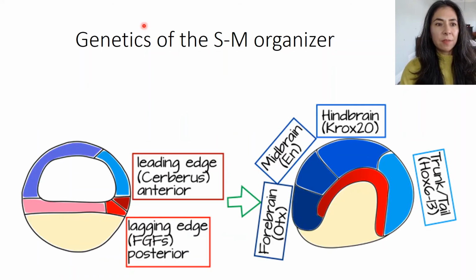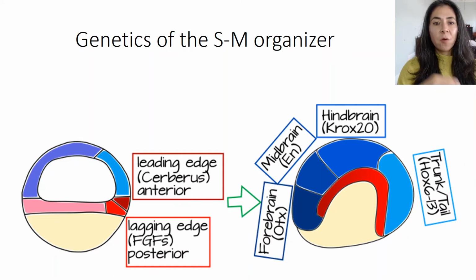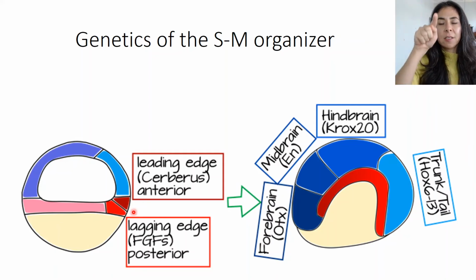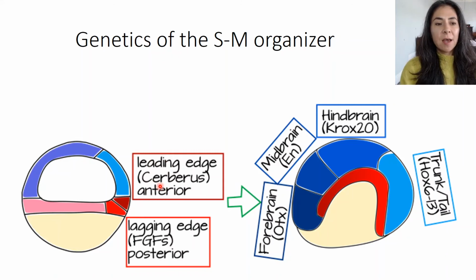So here's looking a little bit more at these genetics. So that's thinking about our germ layer specification. But as the organizer involutes, it's going to be signaling to the ectoderm above it to become the neural tube. And the organizer itself has AP polarity because it involutes in an order. So as it involutes, the leading edge, those first cells that involute and move over to the anterior side of the embryo, express something called Cerberus. And the lagging edge, which is going to be the posterior end of the notochord, express FGFs.